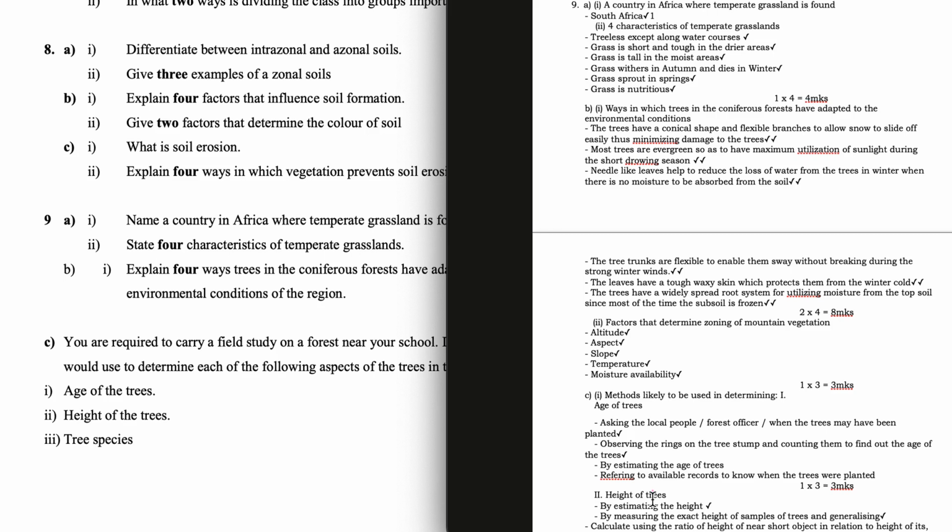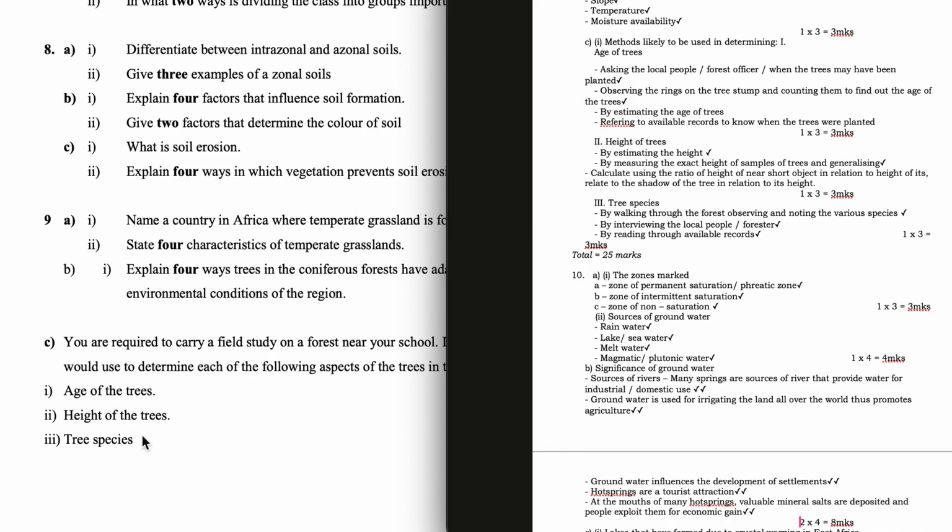Height of trees: by estimating the height, by measuring the exact height of samples of trees and generalizing. Calculate using the ratio of the height of a nearby short object in relation to the length of its shadow, and you relate it to the shadow of the tree in relation to its height. Tree species: by walking through the forest observing and noting the various species, by interviewing the local people, by reading through available records.